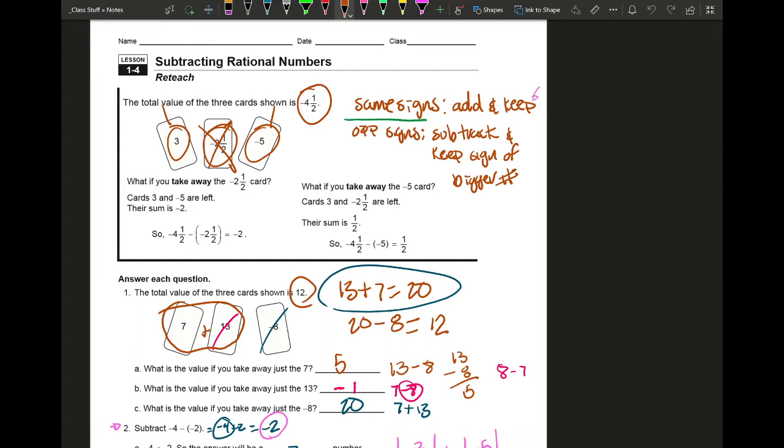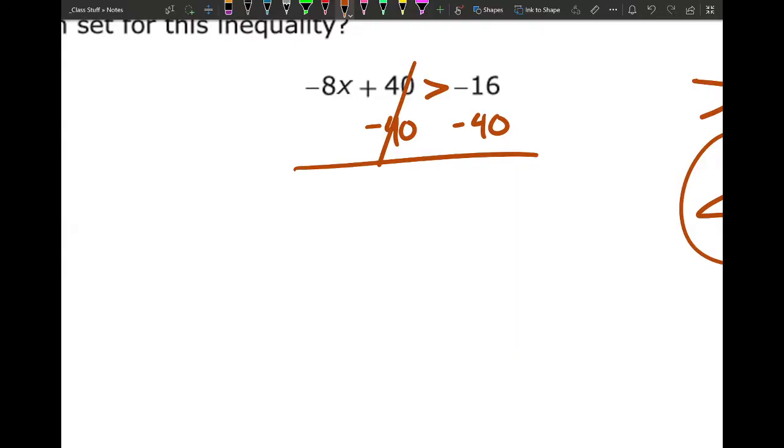Again, same signs, add and keep; opposite signs, subtract and keep the sign of the bigger number. With this known, because we should already know this by the time we're taking a STAAR test, whenever you're taking a test, it's because you already covered this material. So let's go back. With that known, same signs, I'm just going to add, but I'm going to keep the sign that it already has.